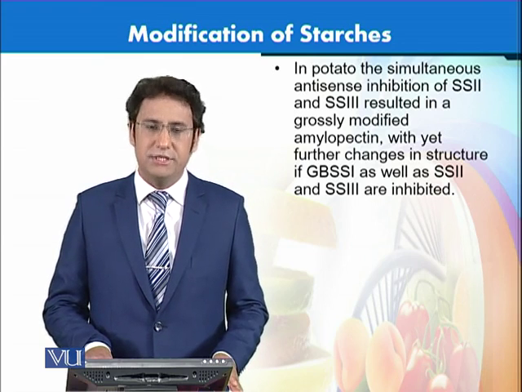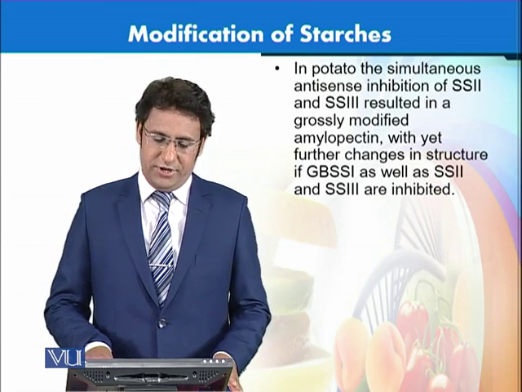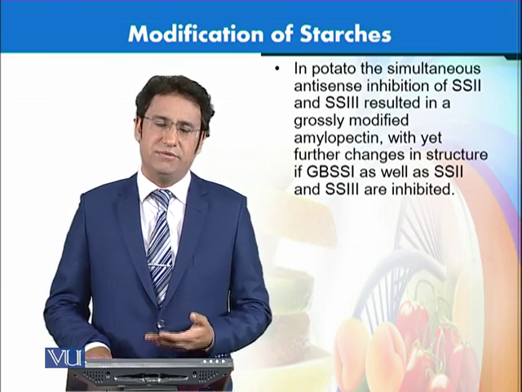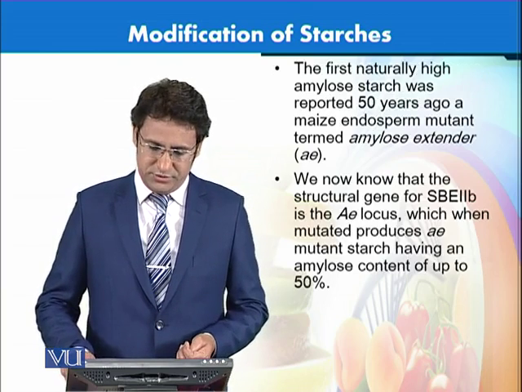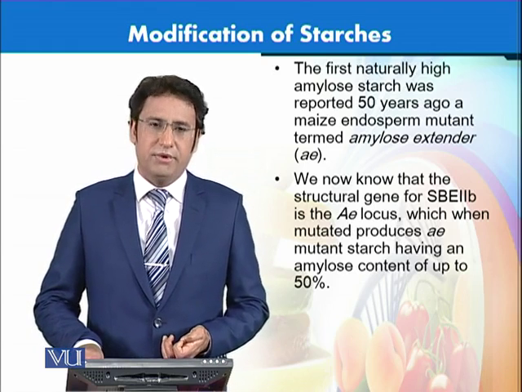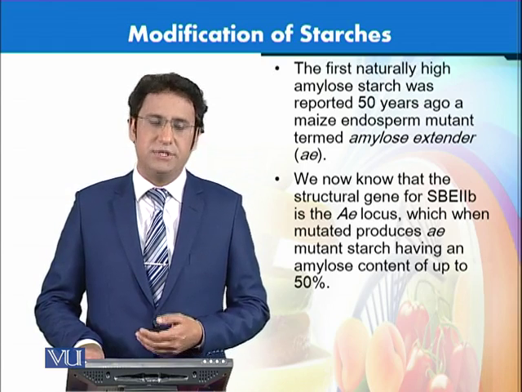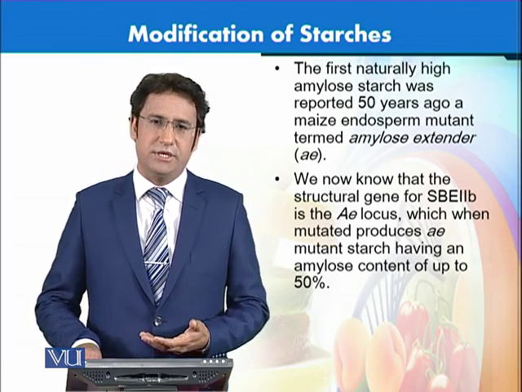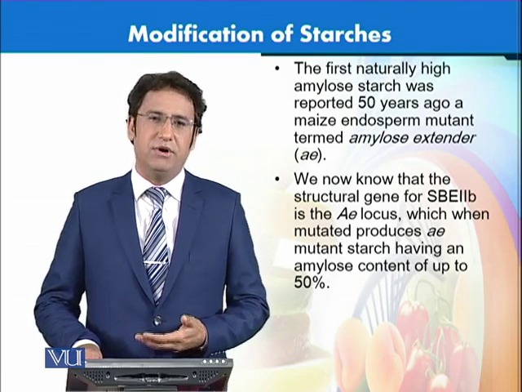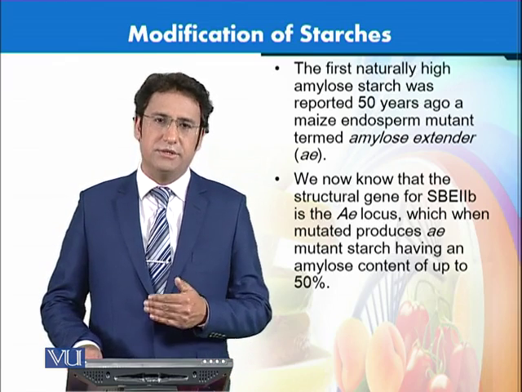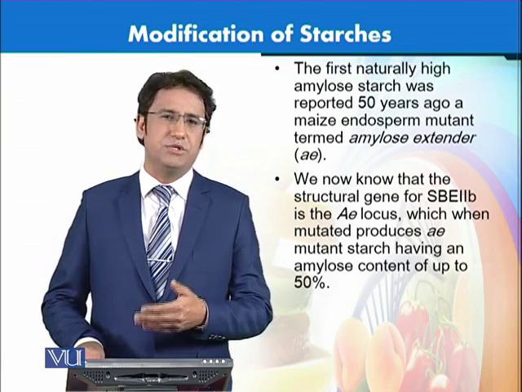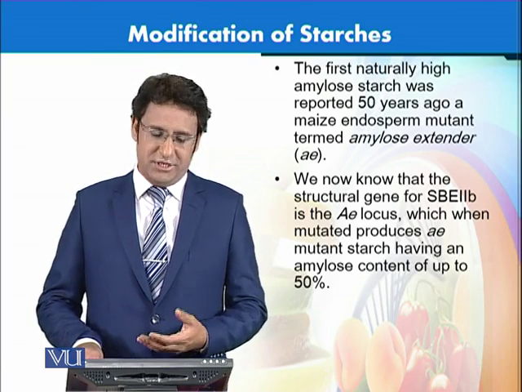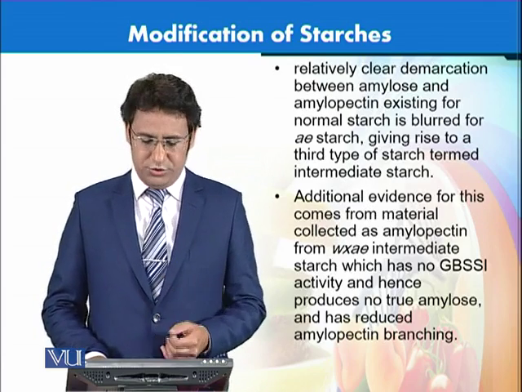In potatoes, the studies have shown that antisense inhibition of SS2 and SS3 has resulted in very much modified starches, especially the amylopectin contents are very different, and they have shown different impacts in potatoes as well. We know that the maize endosperm, especially amylose extender, is one of the varieties that was found 50 years ago. This amylose extender actually produces higher amylose content. It can have up to 50% higher amylose content in the starches of different crops. They produce different varieties, and this actually produces, I would say, a third type of starch that is produced by this kind of mutation.